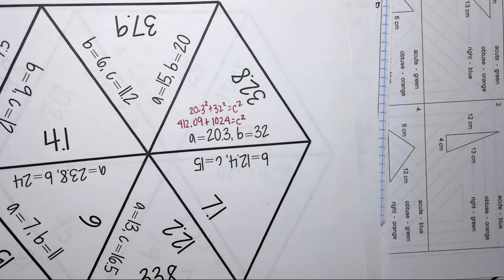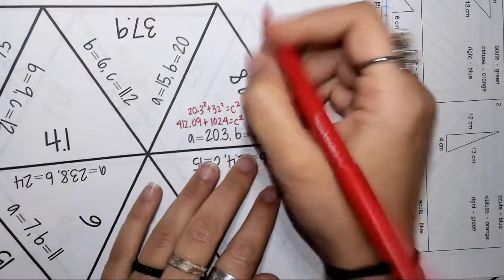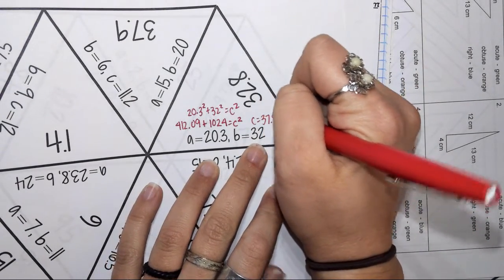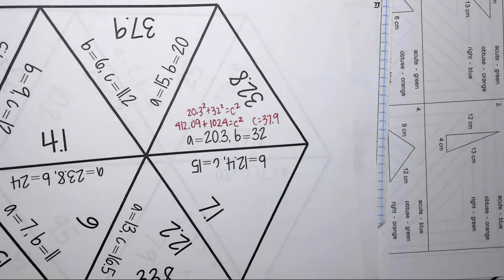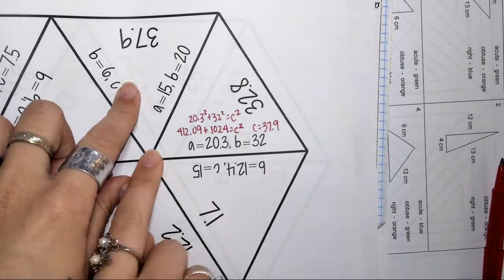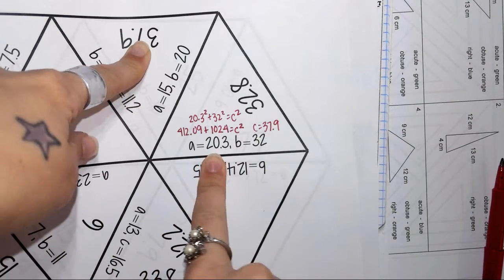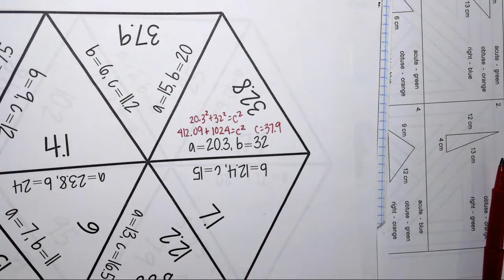What do we get for c? 37.9. Okay. So you're going to cut these out and you're going to match this 37.9 up with this side. And then it's going to make a triangle at the end. It's going to be awesome. All right, ready, set, go. Cut them all out, that way you can work them one at a time.